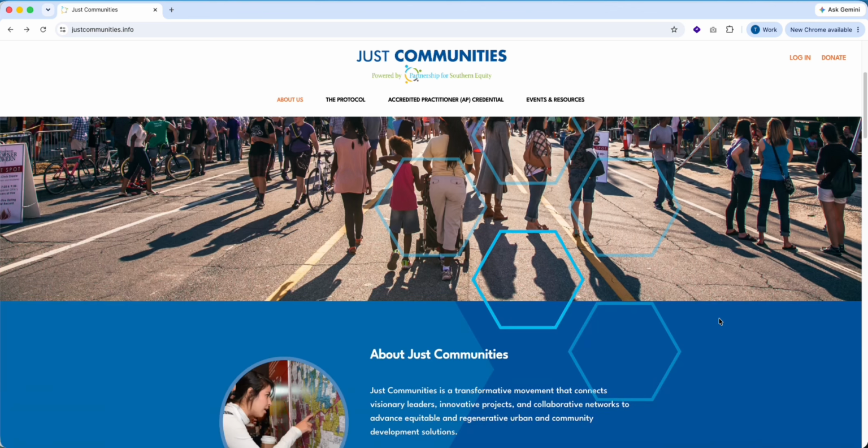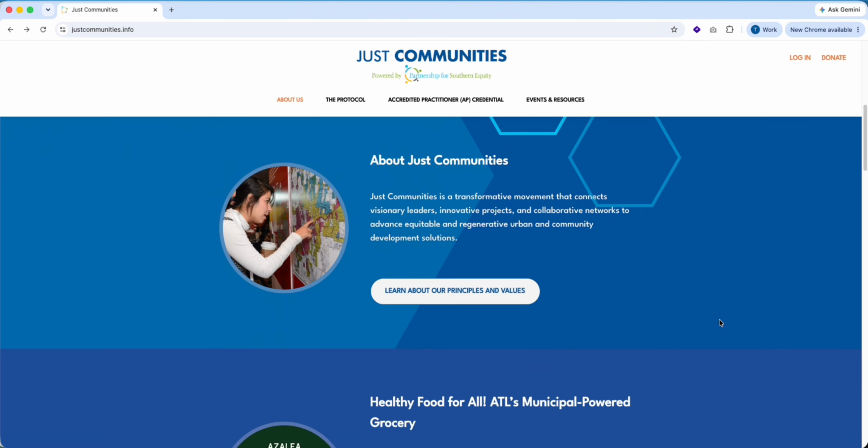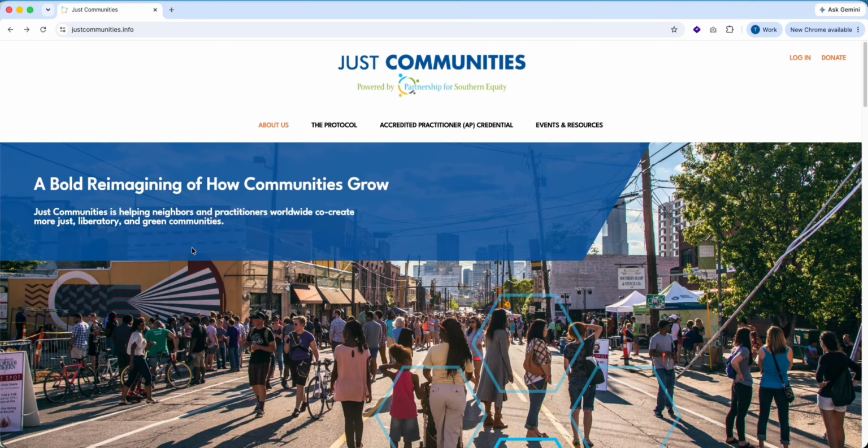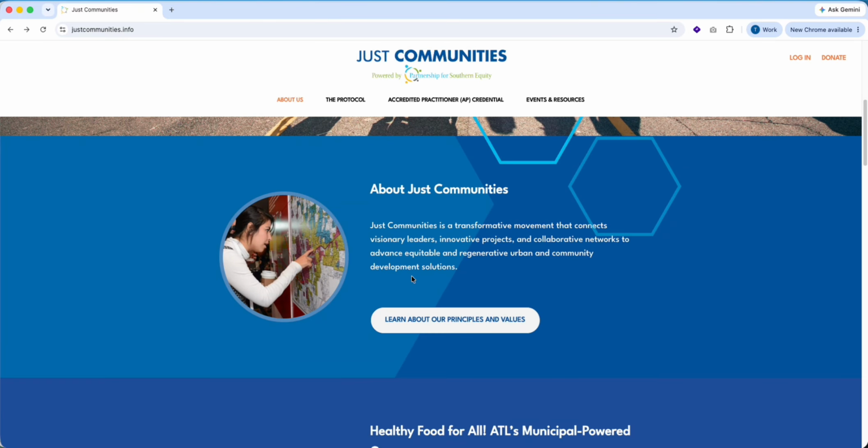So let's scroll down. All right, so we get here, just communities. Okay, so again, transform movement connects visionary leaders, innovative projects. Okay, this I actually like a little bit more. I think that this probably could be this section in here, because we're not going into practitioners, this is more explaining who you are and what you do. At least in my opinion. What do you think, Tyus?